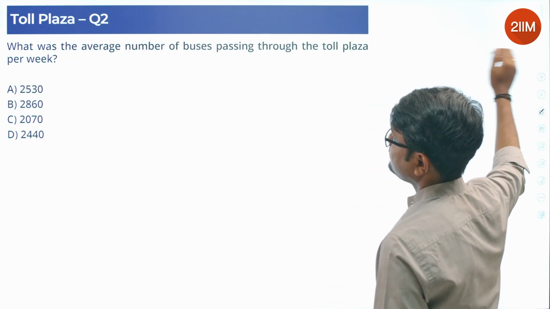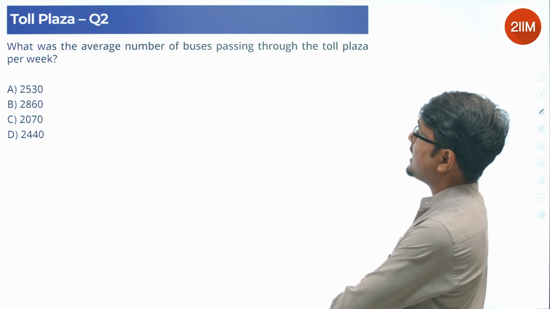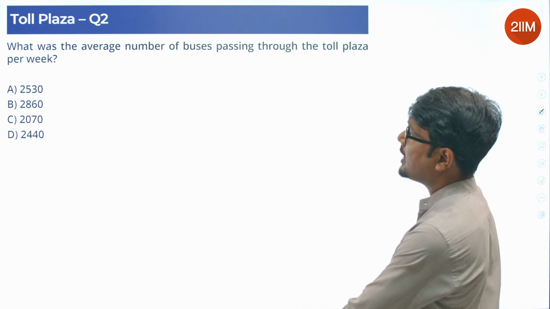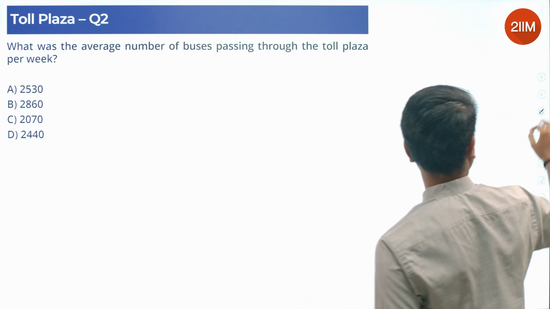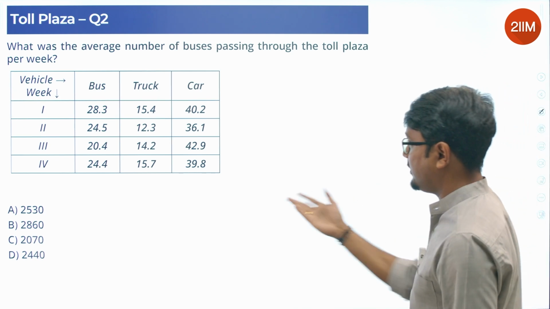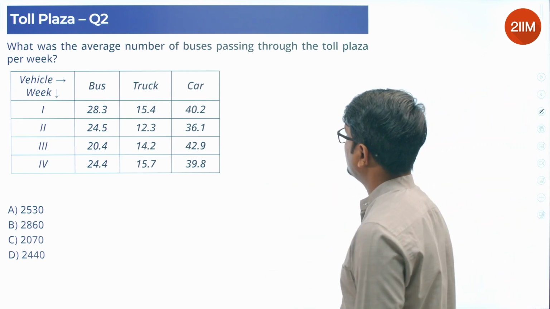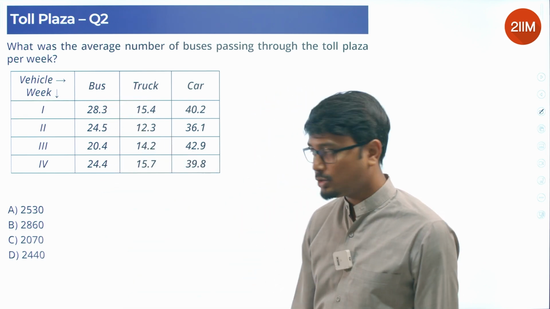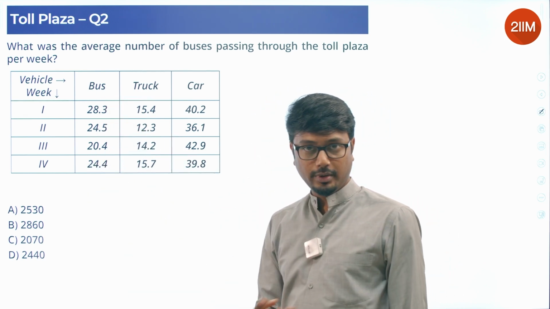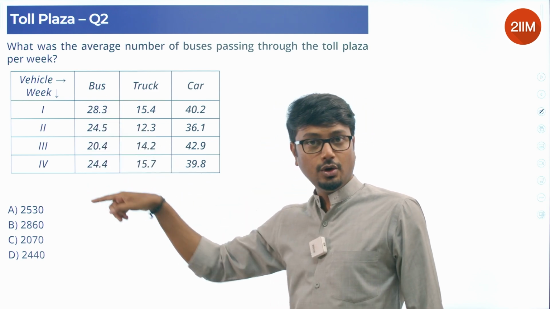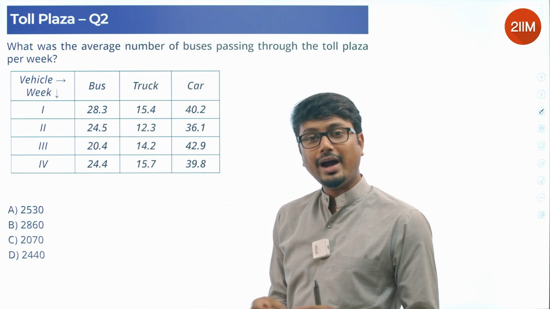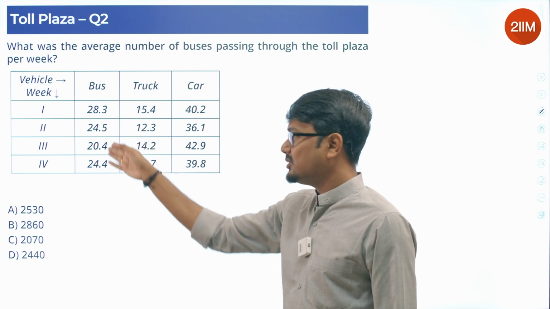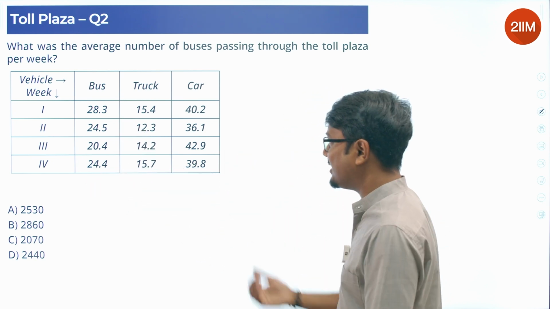Then, what was the average number of buses passing through the toll plaza per week? Yeah, we got the data here. So buses per week, we need to add all the data and divide by 4 because it is a compilation of 4 weeks. Dividing by 4 will give you the average per week. All the values are multiples of 100. We'll do it later. First we'll check it out.